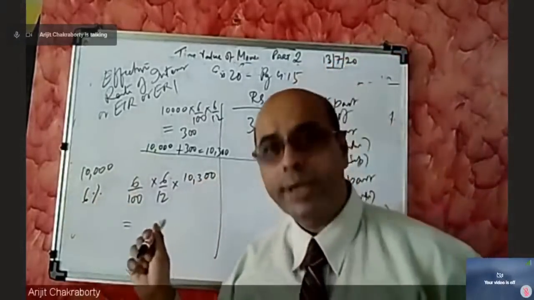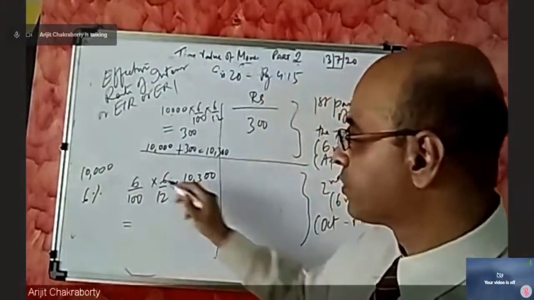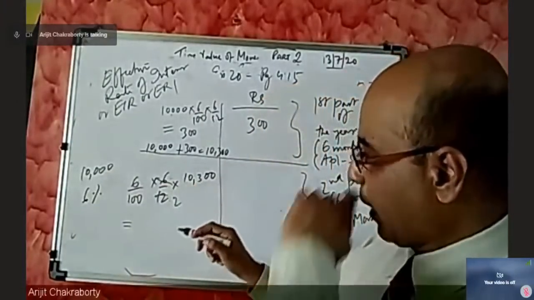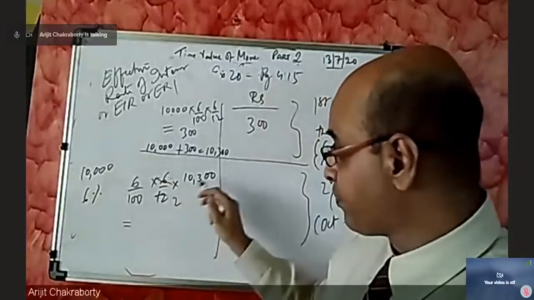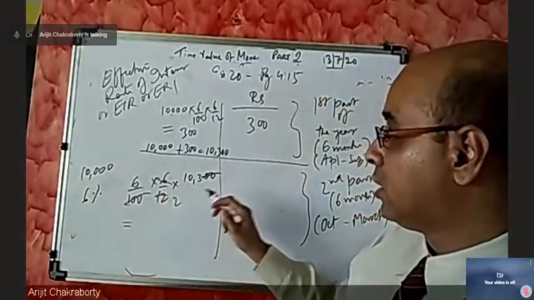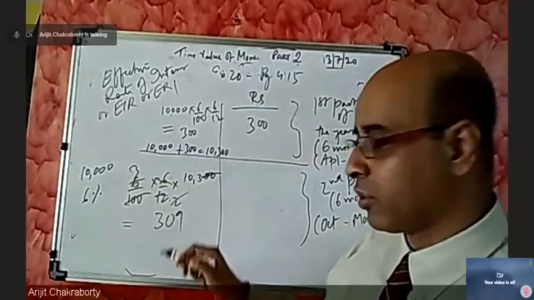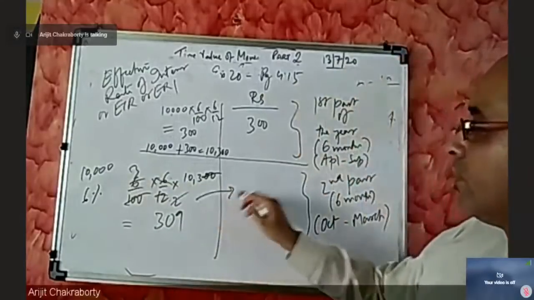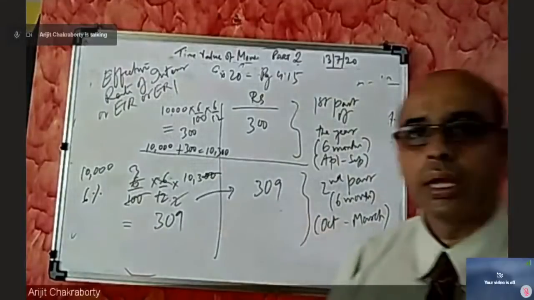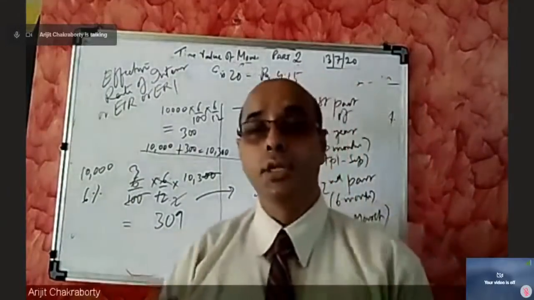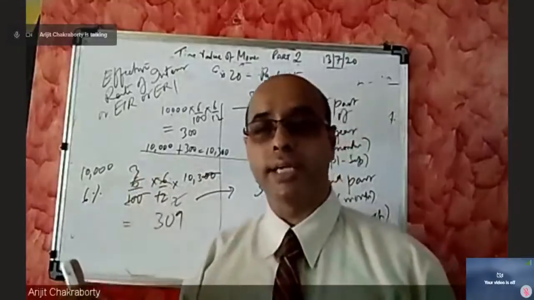If you work it out, this is half, so this is gone, 2 into 3, this comes to 309 rupees. Dear friends, please look at this surprising case.